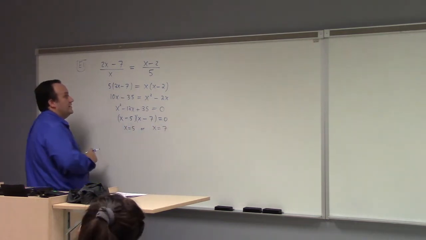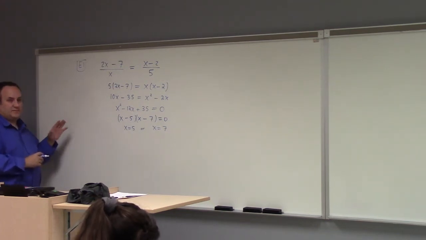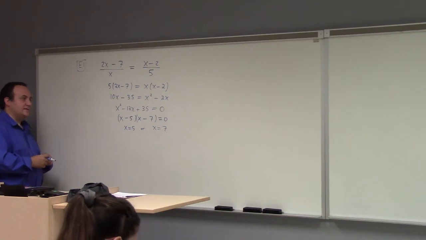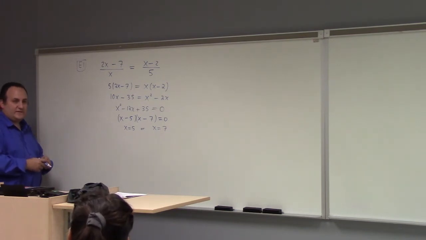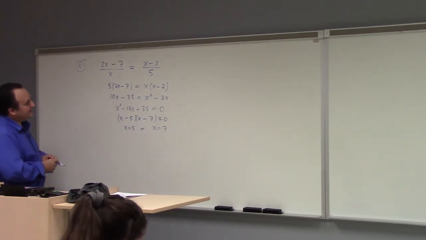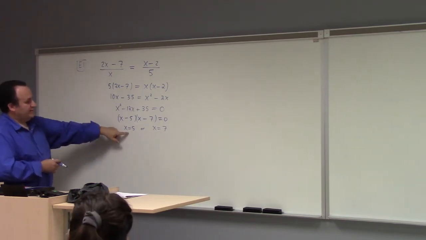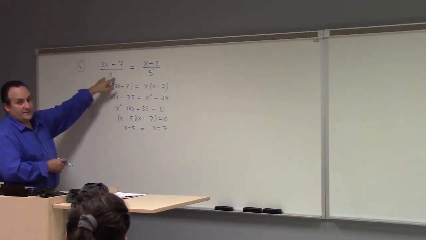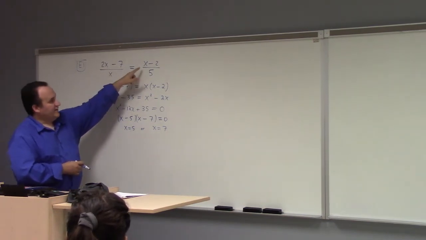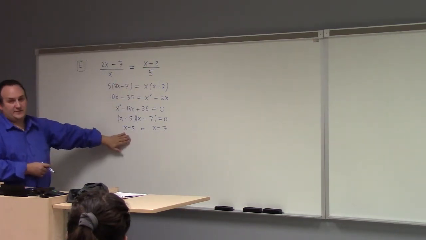Now, whenever we have a problem like this that involves cross multiplication, you've got to be a little bit suspicious. There's a possibility that one or the other of these could have division by 0 in the original problem, but I think if we plug either one of these answers back into the original problem, they're going to work, right? If you plug 5 in, we've got 10 minus 7, which is 3 over 5. On the other side, we've got 5 minus 2, which is 3 over 5. 3/5 equals 3/5, we're good, right? You can plug 5 in, it works.